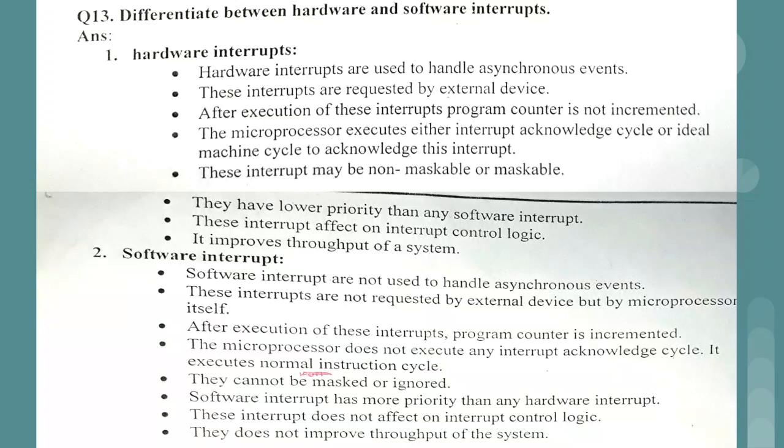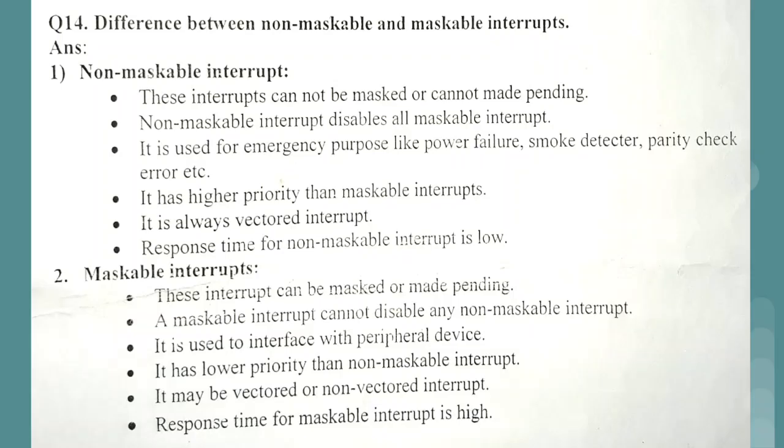I hope it is clear to you. Now we are moving to the next question, which is actually the last question of our chapter number 1: the difference between non-maskable and maskable interrupts. As we have seen, hardware interrupts are maskable and also non-maskable, but software interrupts are non-maskable, right? So what is the meaning of non-maskable and maskable?